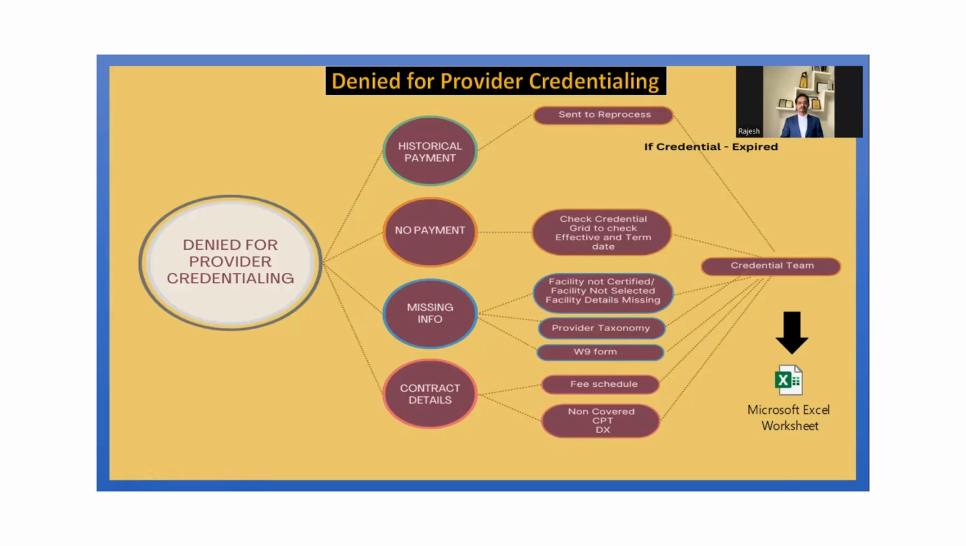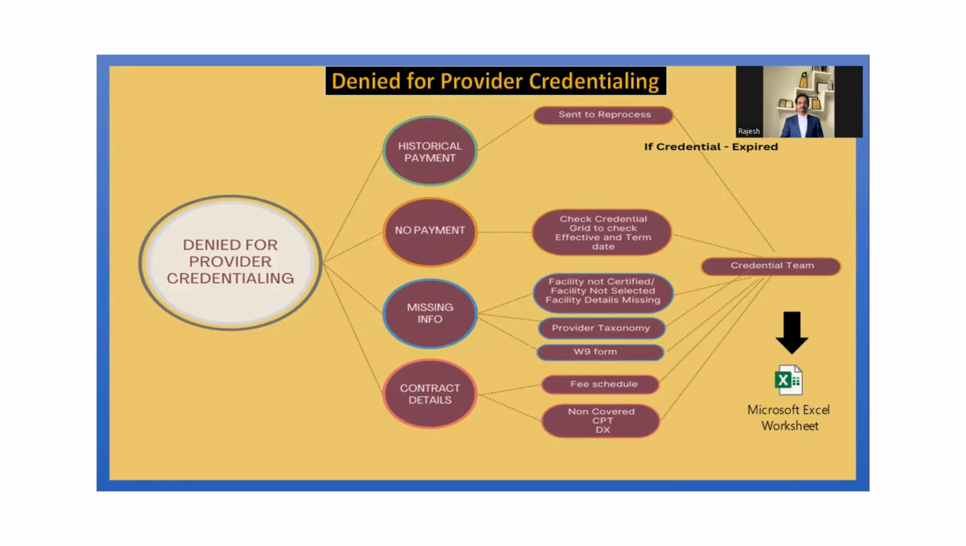In a similar way, the provider taxonomy. The provider taxonomy is not getting updated, or the provider taxonomy and the service that has been done are entirely different. In that scenario, the provider taxonomy needs to be revisited and then refilled in the credentialing form. In the same way, the W9 form: whenever there is an address change or any other change happening, the W9 form needs to be updated.